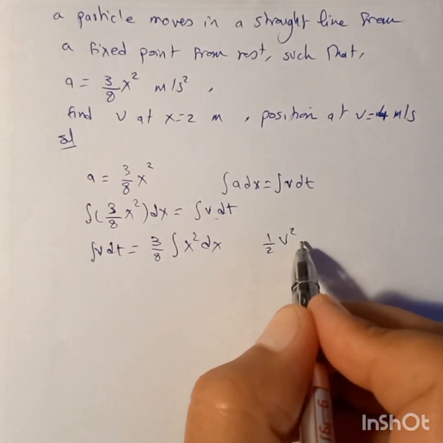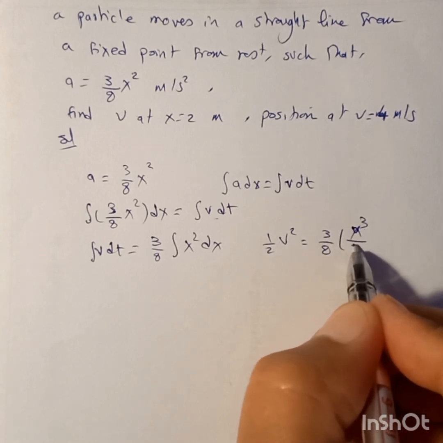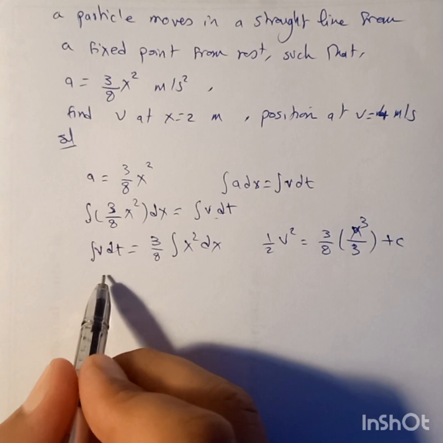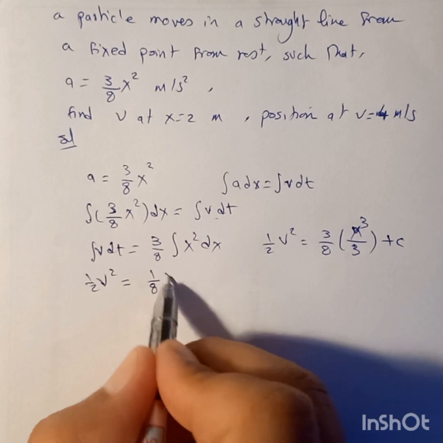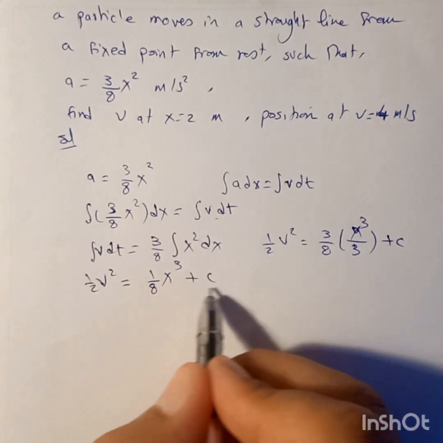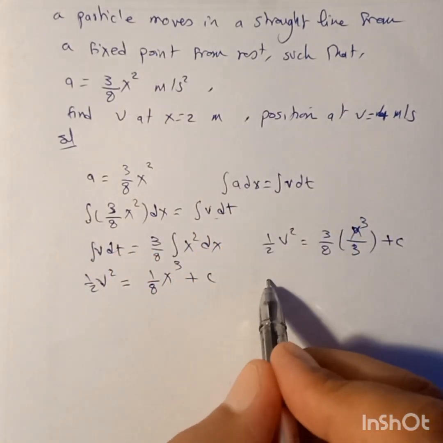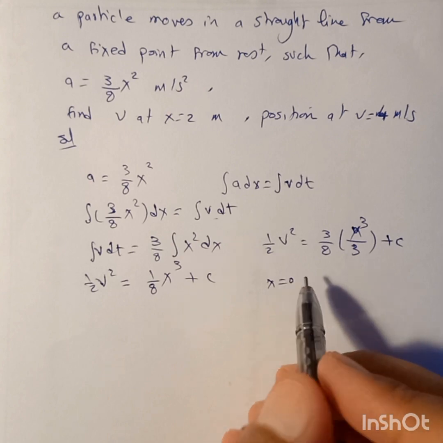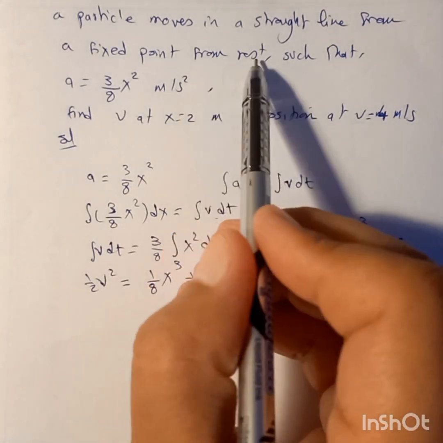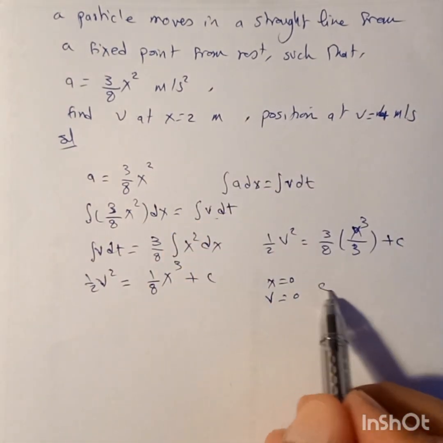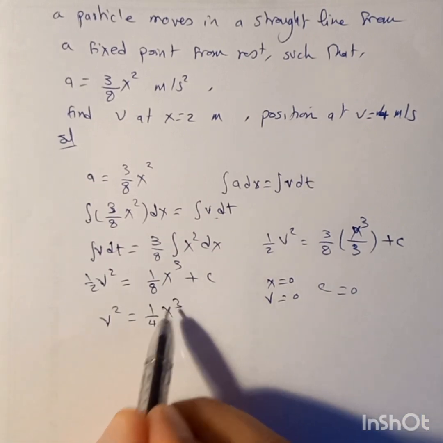Then we have half v squared equals 3 over 8 times x cubed over 3 plus a constant, so half v squared equals 1 over 8 x cubed plus constant. To find this constant, the motion started from a fixed point: at x equals 0, v equals 0, as the motion started from rest. Then c equals 0 as well, and we have v squared equals 1 over 4 x cubed.